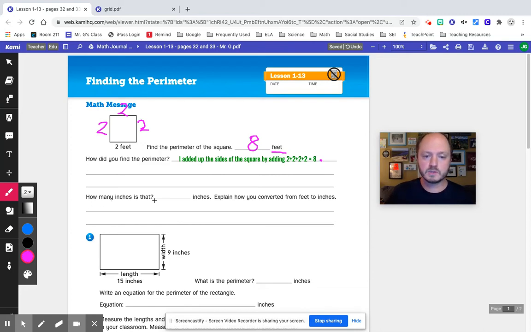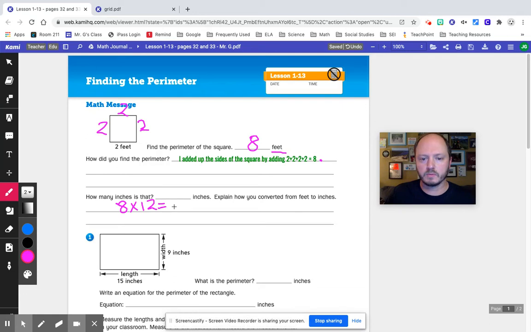Now, how many inches is that? Well, how many inches are in a foot? Yes, 12 inches per foot. So you have two different approaches. You could multiply 8 times 12, or we could add up 12 8 times. I don't really feel like writing that out, do I?